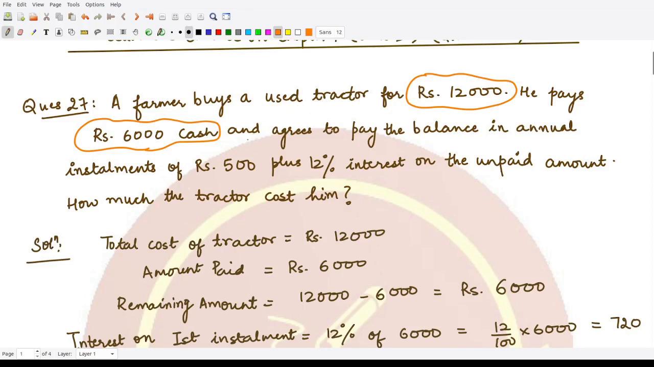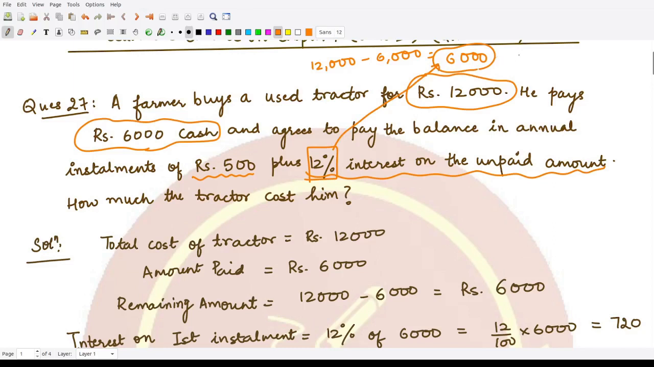Then the remaining amount, he agrees to pay the balance in annual installments. So that means at the end of each year he would be paying rupees 500 plus 12% interest on the unpaid amount, right? Initially the total amount was 12,000, correct? And he had already paid 6,000 out of it. So the unpaid amount is 6,000, right? So this 12% interest would be on the remaining amount. So initially it would be 6,000.